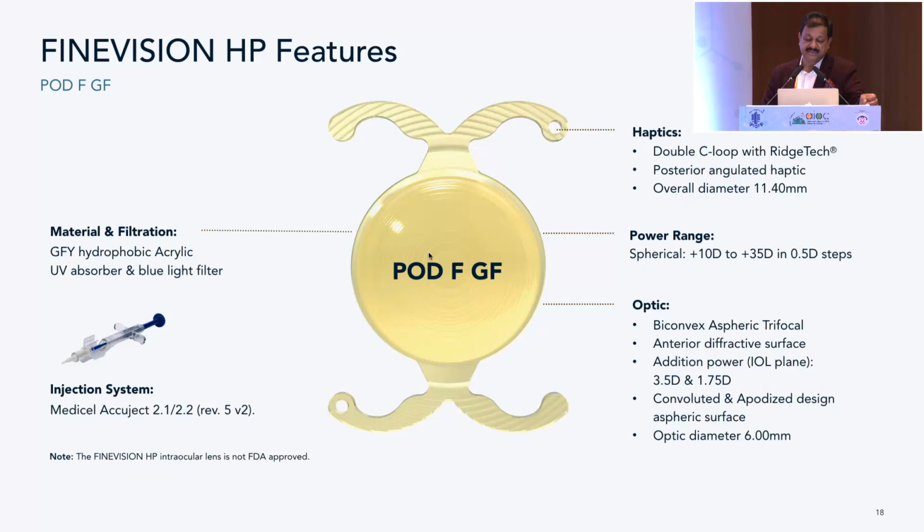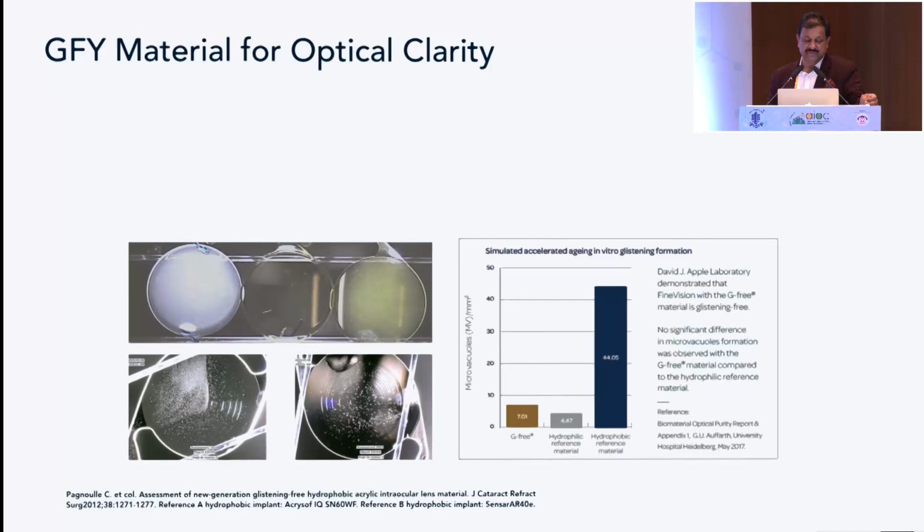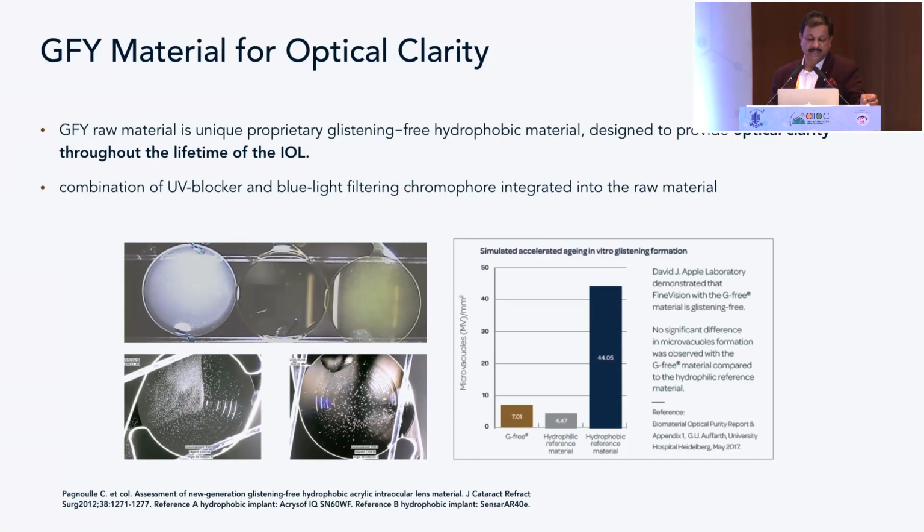So this has the diffractive pattern on the anterior surface and the toricity and the asphericity on the posterior surface, a good rotational stability, the availability both in the toric and the non-toric forms. And the lens design is actually what gives us a good toric stability.